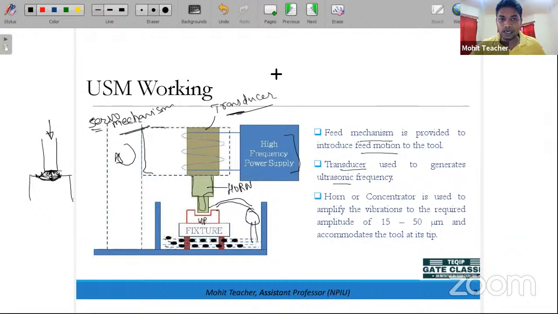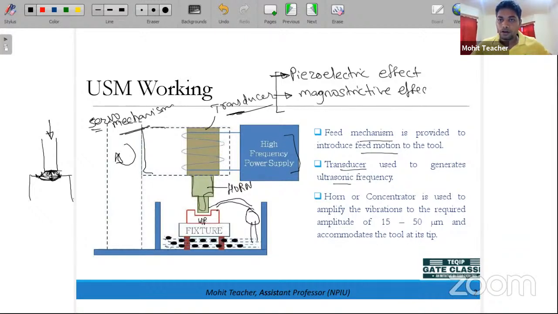Now there are different types of effects on which this transducer can work, or principles we can say. The first is the piezoelectric effect, and another one is the magnetostrictive effect.